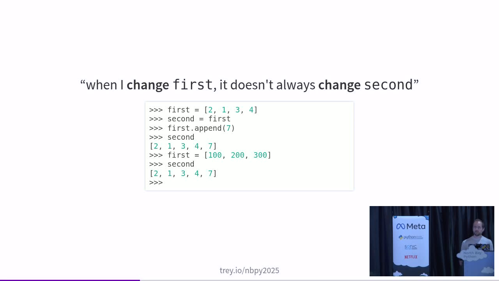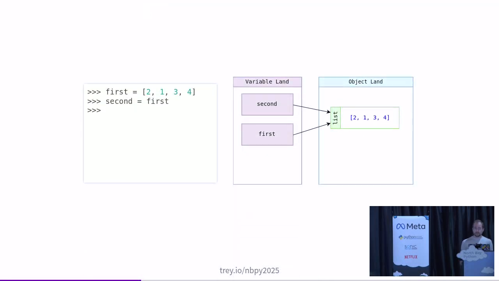The word change is the problem here. There are two different types of change in Python. Assignments change variables, and mutations change objects. Let's use our pointers mental model to help us differentiate these two types of change. When we append to first, we're mutating the object that first points to. Since second points to the same object, accessing second will show the same changed object.